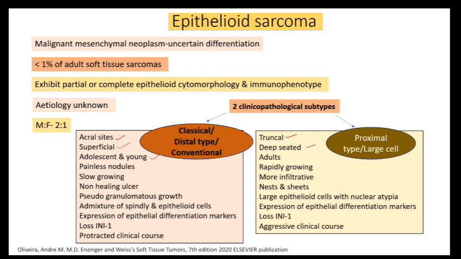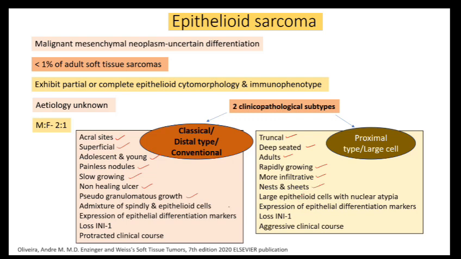It is common in the younger age group, whereas proximal is common in the little older age group. Here it presents with the painless nodule, slow growing and non-healing ulcer. Here it is rapidly growing, more infiltrative growth. Here you get confused with the pseudogranulomatous growth or pattern. Here the tumor cells will be arranged in sheets and nests.